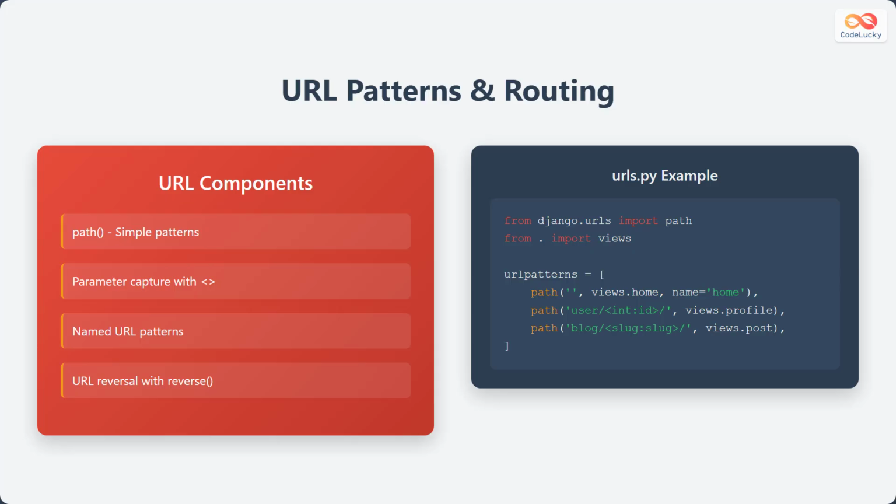Named URL patterns enable you to reference URLs by name rather than hard-coding them, making your code more maintainable. The reverse function and url template tag allow you to generate URLs dynamically based on pattern names. This system provides flexibility in organizing your application's URL structure.